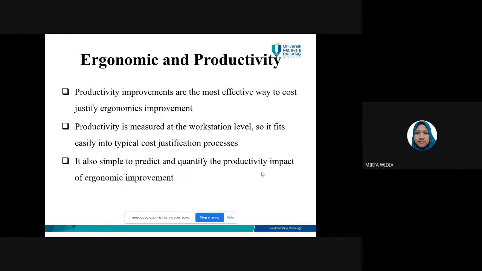And what is the relationship between ergonomics and productivity? Actually, productivity improvement is the most effective way to cost-justify ergonomic improvement. This productivity can be measured at the workstation level, so it will fit easily into the typical cost justification process. It's also simple to predict and quantify the productivity impact of ergonomic improvement.